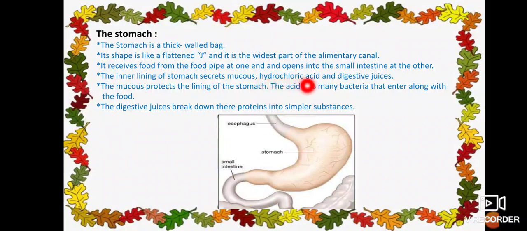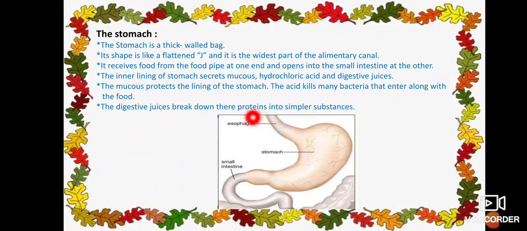Then what does this hydrochloric acid do in the stomach? The acid kills many bacteria that enter along with the food. Yes, the food which we intake consists of some bacteria. Those bacteria are killed by this hydrochloric acid which is present inside the stomach. Then digestive juices, what do they do? The digestive juices break down proteins into simpler substances. The protein food items which we eat are broken down into simpler substances with the help of these digestive juices which are present inside the stomach.